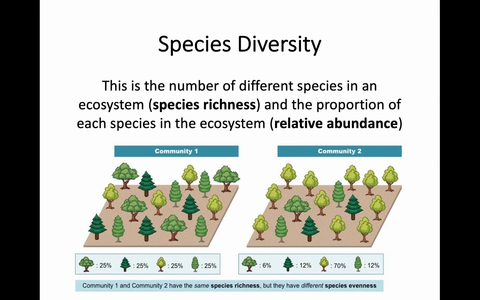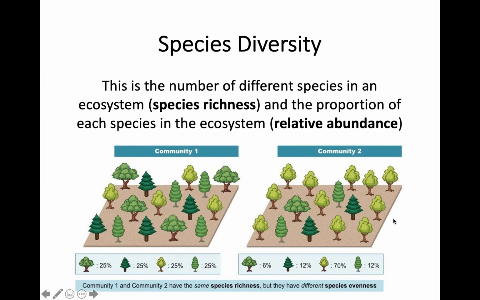The next part is a bit more straightforward, species diversity. So there's two kind of points to this. Species diversity is the number of different species in an ecosystem, which we refer to as species richness. And it's also the proportion, so how much is taken up by each species, which we call relative abundance. So, for example, here you can see in the graphic, both Community 1 and Community 2, if we imagine they are two different ecosystems, we can see there's the same species richness because they both have 4 different species of tree. So if we're just looking at the number of different species as species richness, they both have 4, so they're both the same.